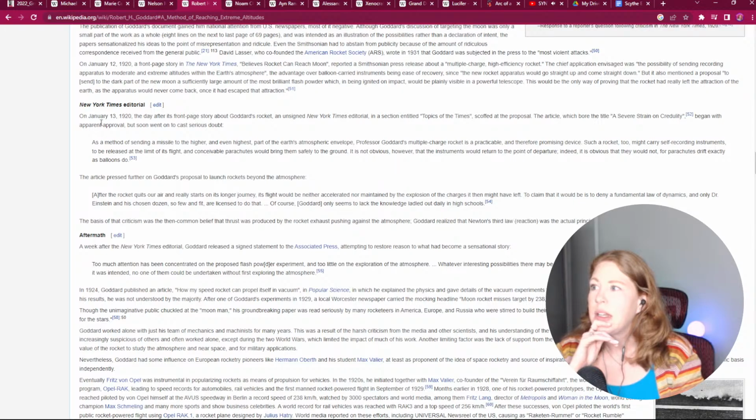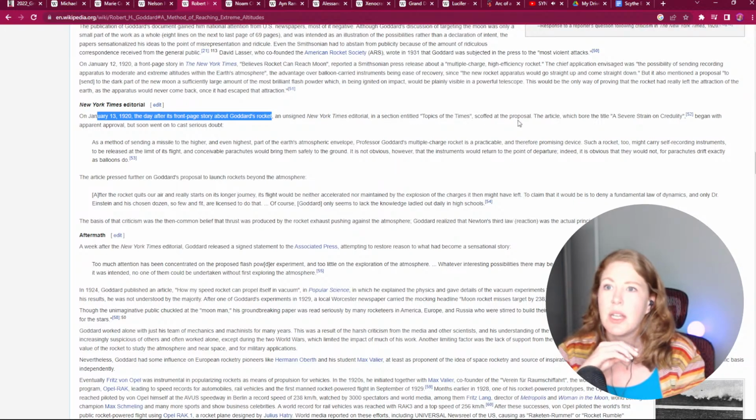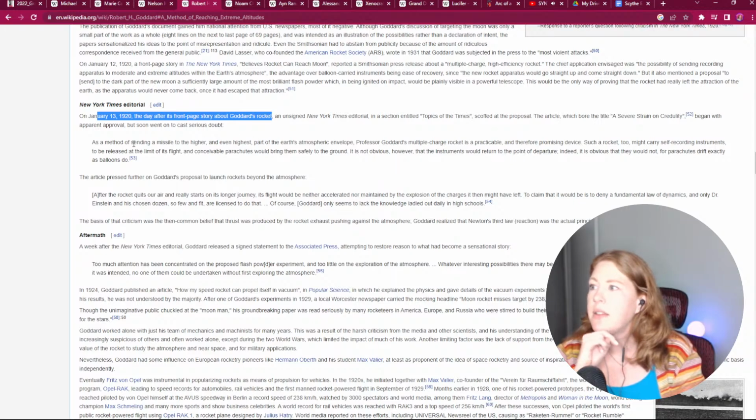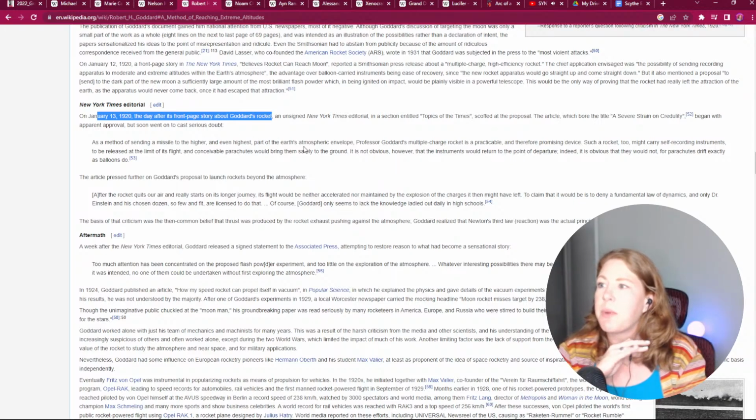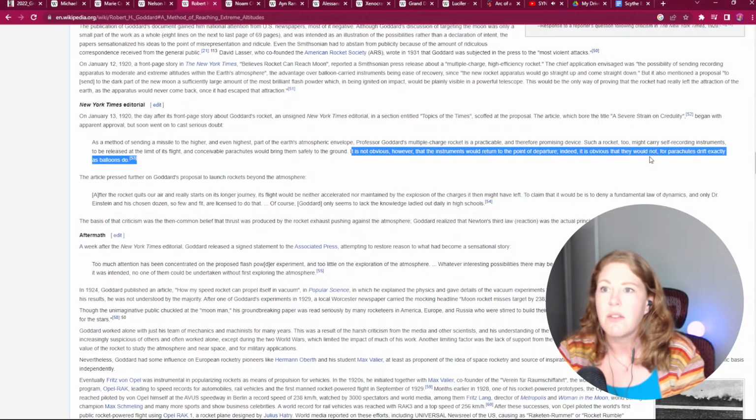But let's see. Okay, so a day after his front page story about the rocket, an unsigned New York Times editorial in a section entitled Topics of the Times scoffed at the proposal. As a method of sending a missile into the higher and even highest part of the Earth's atmospheric envelope, Professor Goddard's multiple charge rocket is a practical, therefore promising device. Okay, that sounds like it was positive. It is not obvious, however, that the instruments would return to the point of departure. Indeed, it is obvious they would not, for parachutes drift exactly as balloons do.